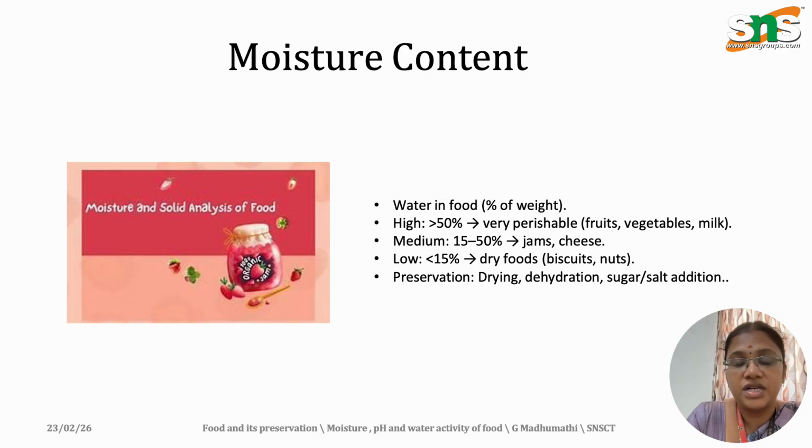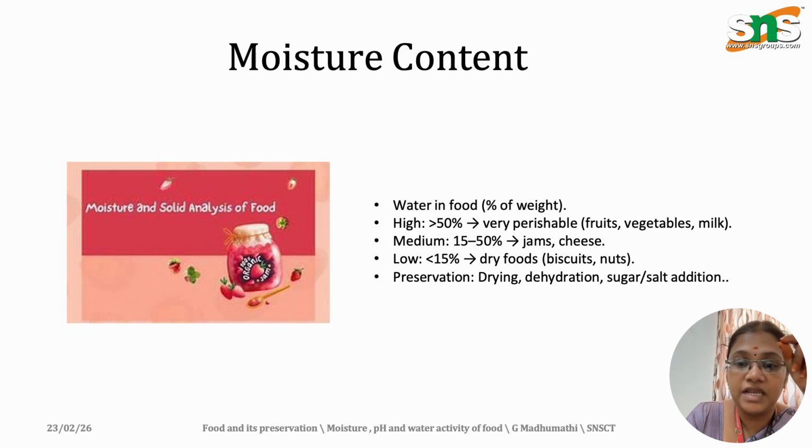So coming to the moisture content. We all know what moisture content is. That is the total amount of water present in a particular food material, the total percentage of water present in any food, that we call moisture. When the moisture content in a food is greater than 50%, it means it is very perishable. For example, foods with more than 50% moisture are fruits, vegetables and milk. So we can conclude that a food with a higher moisture content leads to easy spoilage of that food material.